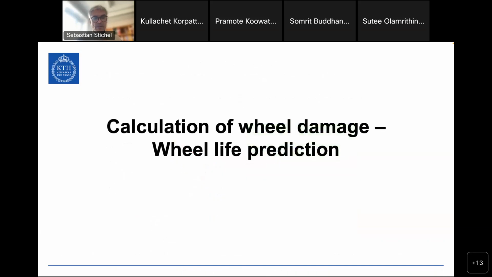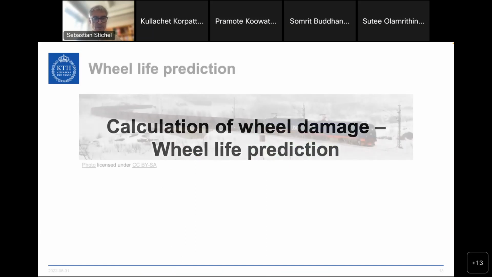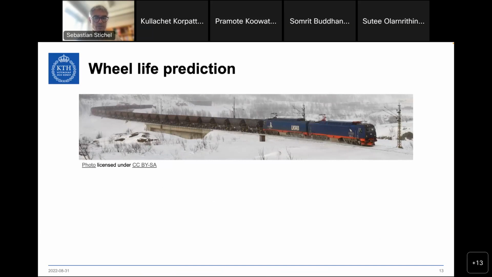Very similar, we also work on the calculation of wheel damage and wheel life prediction. The case study I will present here is on the Swedish iron ore line in the very north of Sweden. It's a very demanding type of traffic. The freight wagons have an axle load of 30 tons. It's, I think, up to 68 wagons with 30 tons axle load.